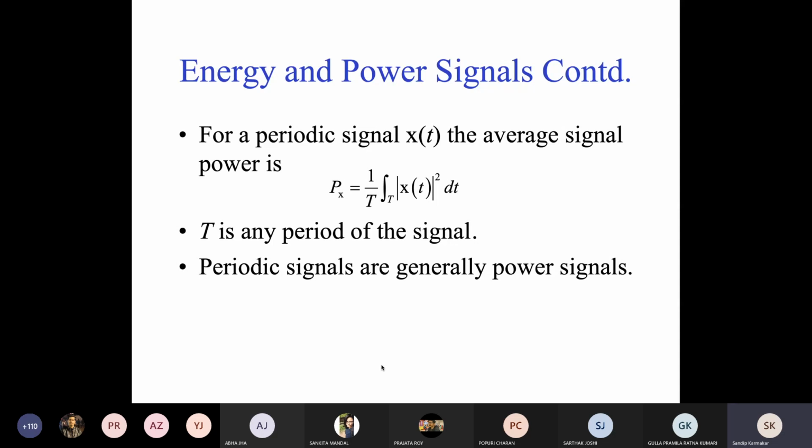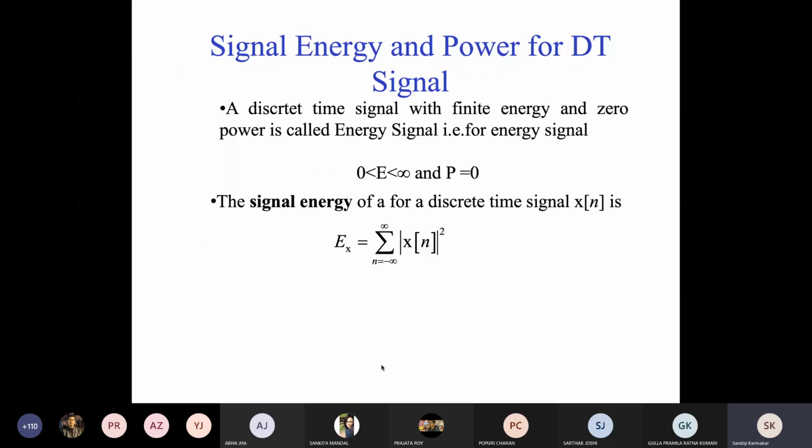Power of dt, integration is replaced by summation. So if it is an energy signal, then the value of the energy is summation n equal to minus infinity to plus infinity mod x[n] square.